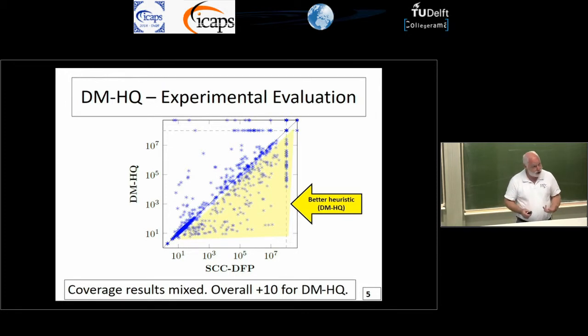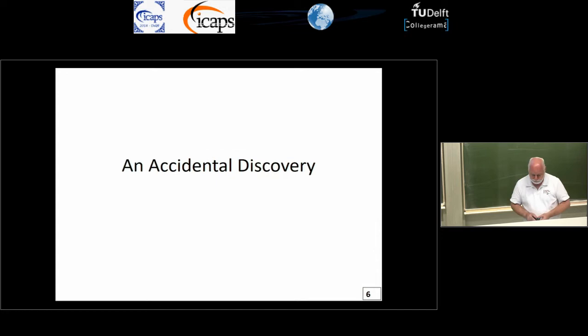The coverage results, which are reflected by those things on the two horizontal and two vertical bars where problems weren't solved for one reason or another, are really mixed. Sometimes one domain was solved by one and not by the other. And overall, the coverage results are fairly close. It's +10 for DMHQ, but I wouldn't call that a resounding success. But DMHQ will become important later in the talk when we get to this idea of Lite-enhanced MS merge and shrink.